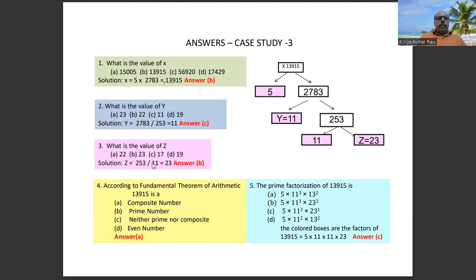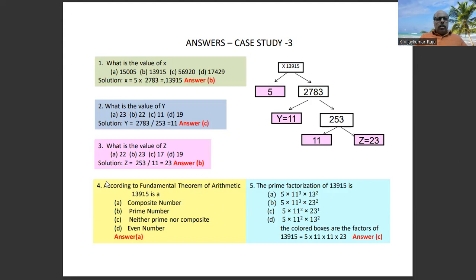Now the question asks for the value of z. z is here. That means when you divide 253 by 11, you'll get an answer which is the value of z. So 253 divided by 11 is 23. That means the z value is 23. That is your option B. So 23 is your answer.